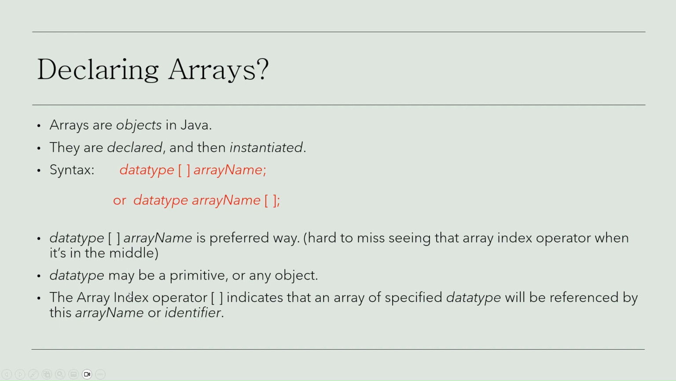Data type may be a primitive or an object, for example an int or a string. The array index operator indicates that an array of specified data type will be referenced by this array name or identifier. So we have these square brackets and the array name. Now, whenever we call the array, we will call it by its name in the program after we initialize or instantiate it.